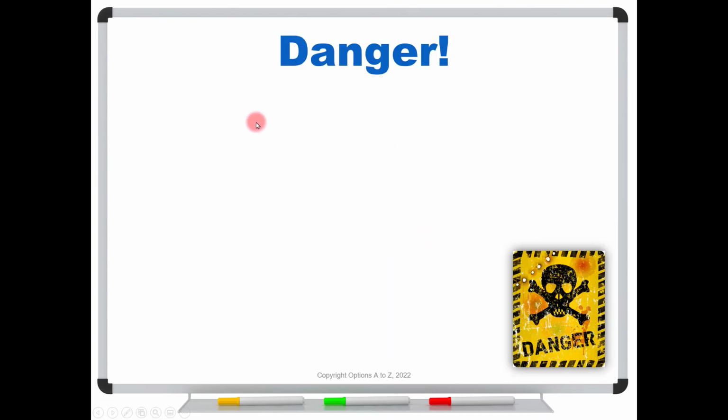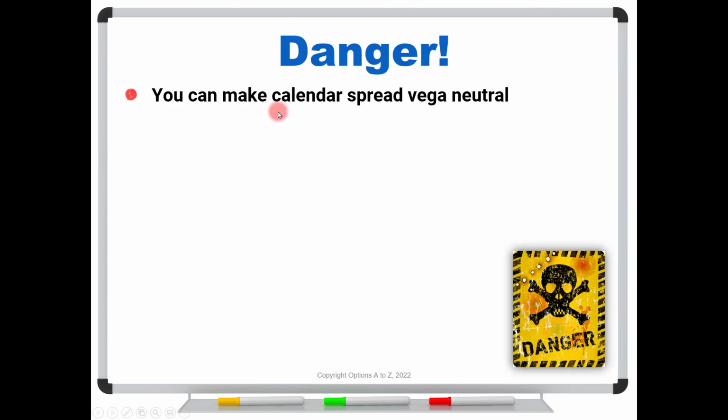But there is a big danger. You can definitely make your calendar spread Vega neutral, but to do that you must have more shorts than longs. So this is going to cause, at a minimum, double damage. You've got far more short deltas than you have long, and it's a neutral position. But even more damaging, you've got far more negative gamma. A long calendar spread already has negative gamma. That's because your shorts have far more short gamma than the longs have long gamma. But you've just magnified it.